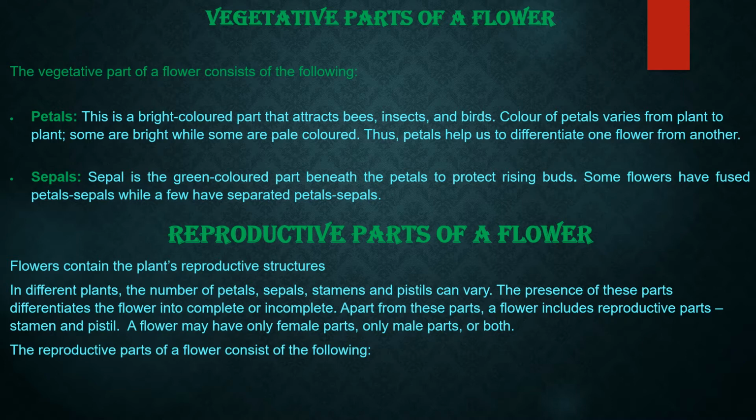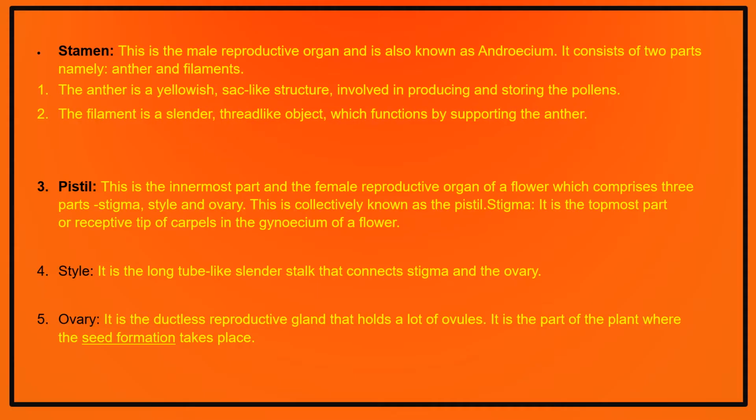Now the reproductive parts of a flower consist of different reproductive structures. In different plants, the number of petals, sepals, stamens, and pistils varies. The presence of these parts differentiates the flower into a complete or incomplete flower. Apart from these parts, a flower includes the reproductive parts, stamens and pistil. A flower may have only female parts, only male parts, or both. The reproductive parts of a flower consist of the following parts.